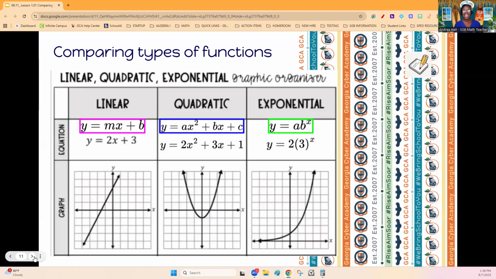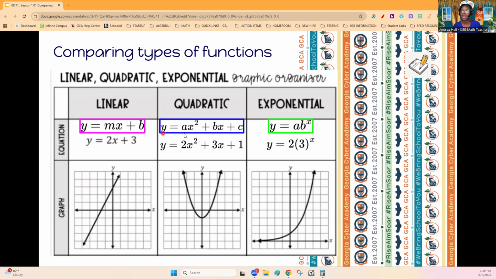So today, though, what I want you to be able to walk away with is what are the differences between a linear, quadratic, and exponential function? So here they are right here, okay? A linear function is of the form y equals mx plus b. You might remember that from middle school. An example of this is y equals 2x plus 3. The linear function is a straight line, okay?